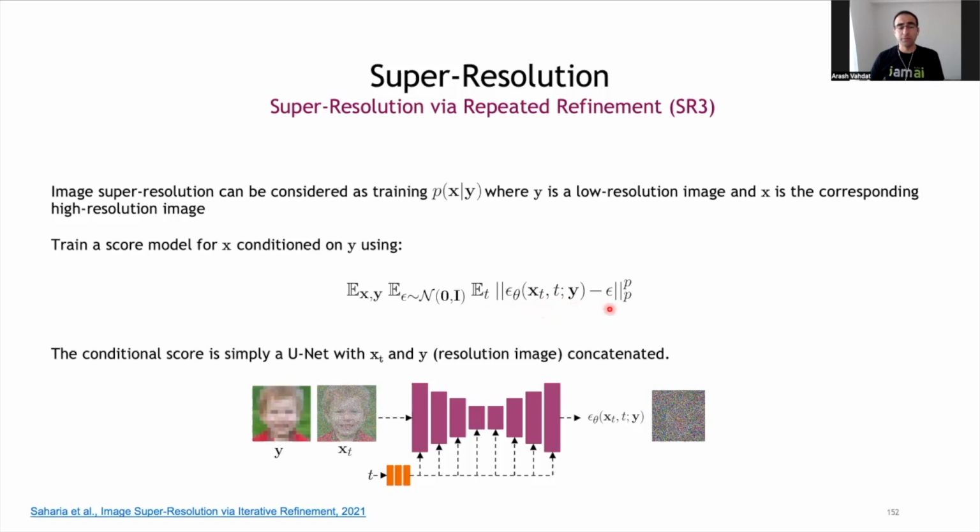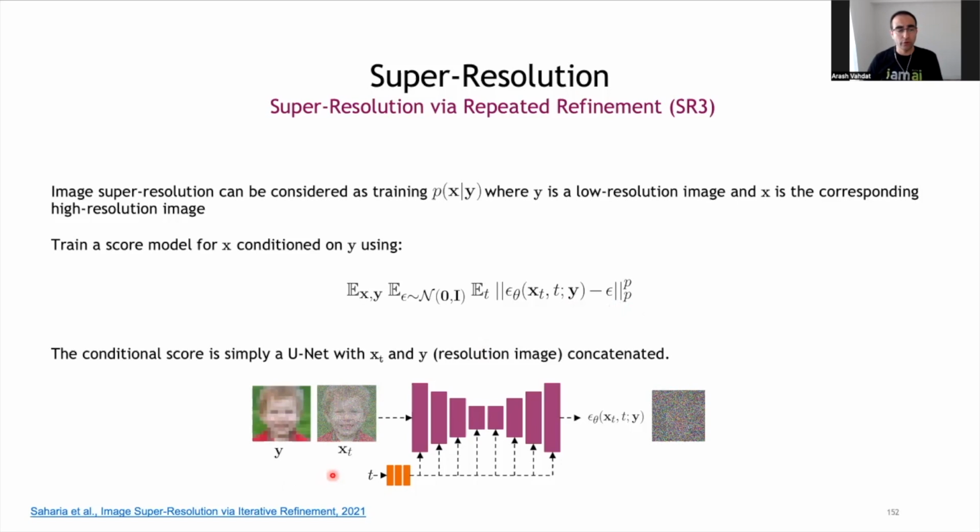And we train this epsilon prediction network to predict the noise that was used in order to generate the diffused high resolution image. The authors in this paper proposed to use different norms for minimizing this objective. They introduced the L1 norm and the L2 norm, and they observed that one can trade quality for diversity by using the L1 norm instead of the L2 norm.